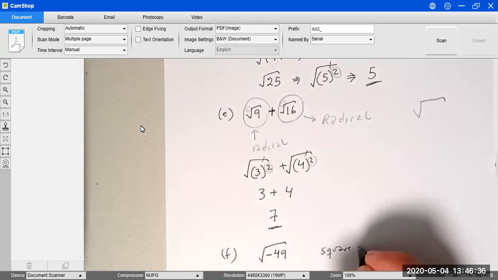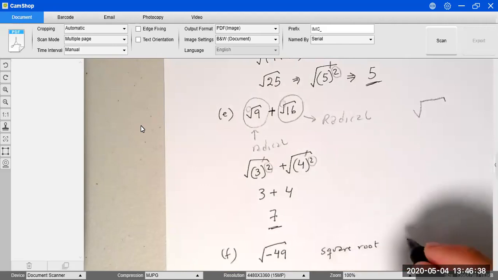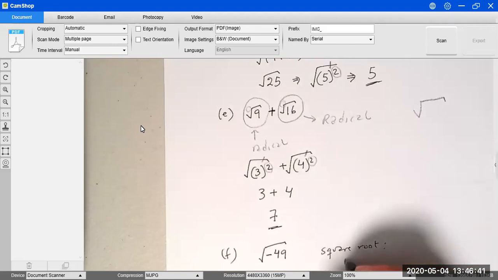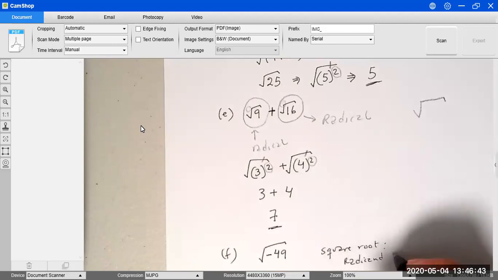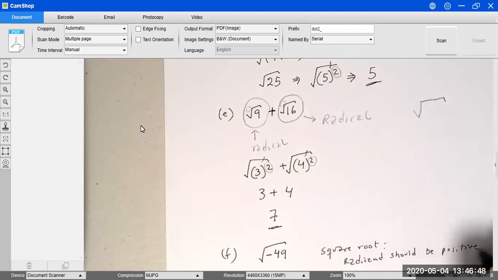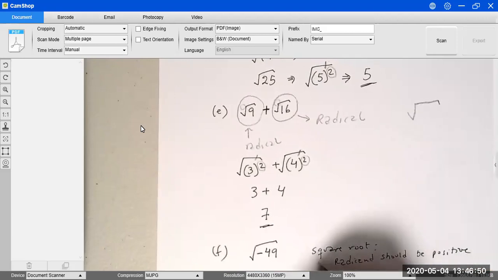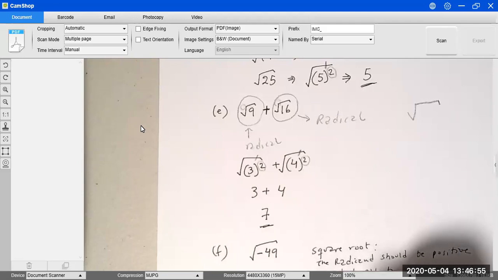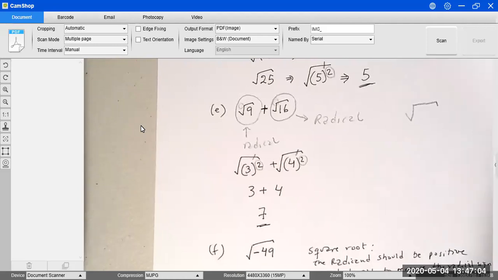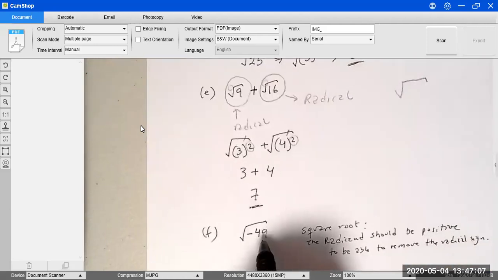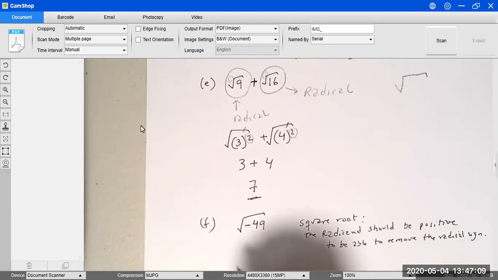So when you have square roots, the radicand should always be positive to be able to remove the radical sign. So in this case, you know that you can write 49 as a perfect square, so you can write just 7 squared.